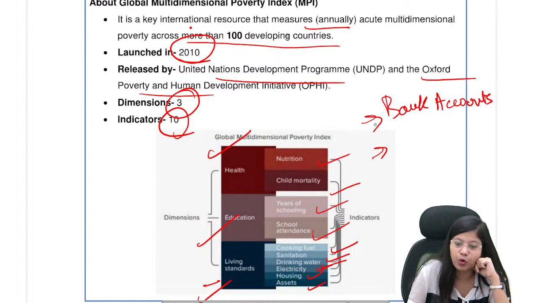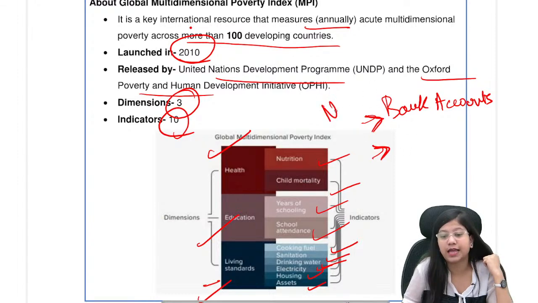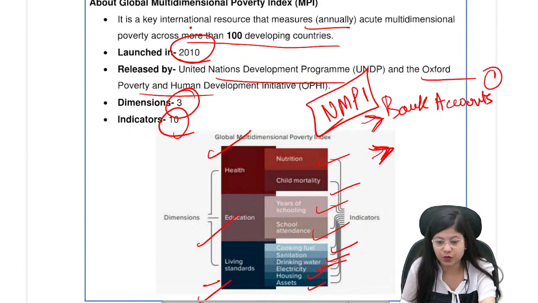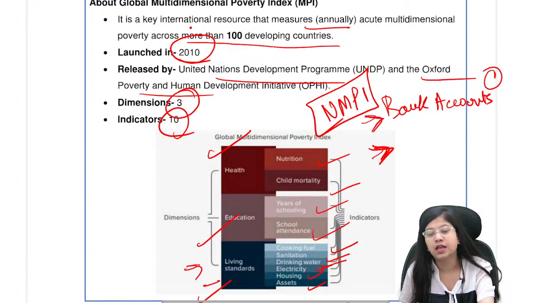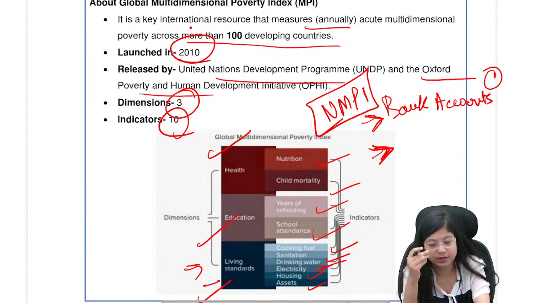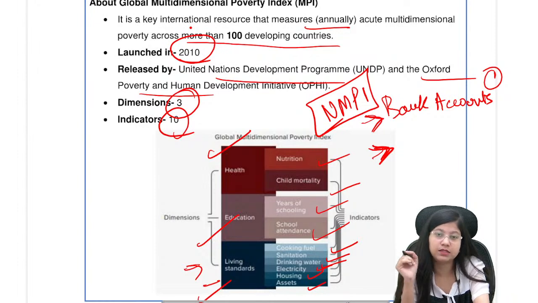and there is one more indicator which was there in the National Multidimensional Poverty Index. Quickly tell me what was the other parameter. Bank accounts was one parameter which was a part of the living standards. Now I ask you one more parameter which was there in the National Multidimensional Poverty Index, which is prepared by the NITI Aayog.